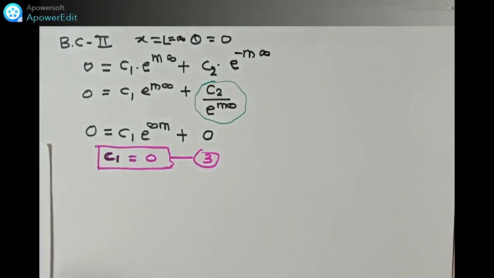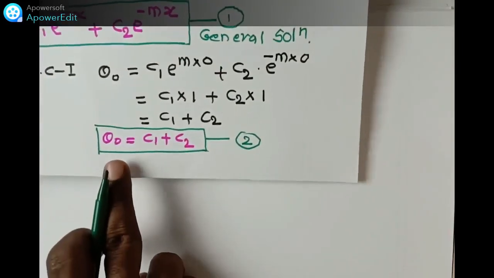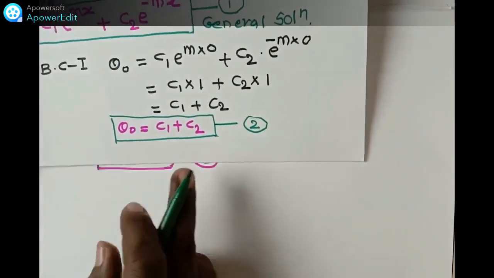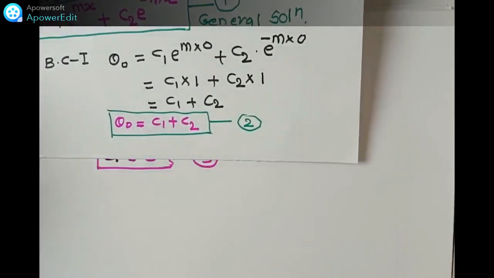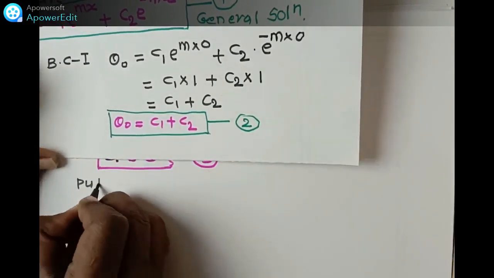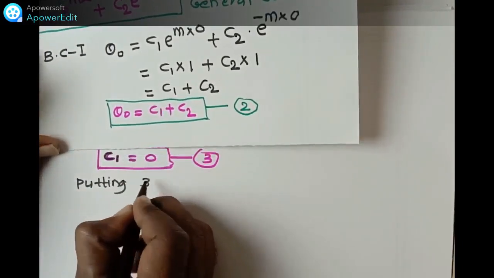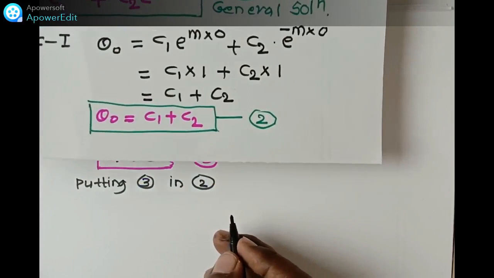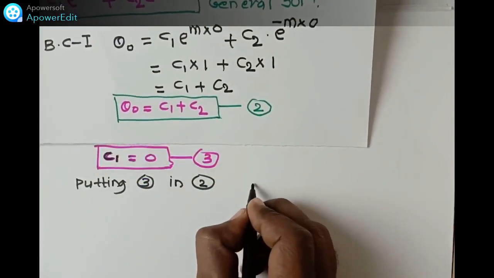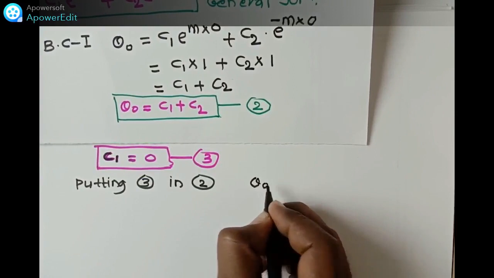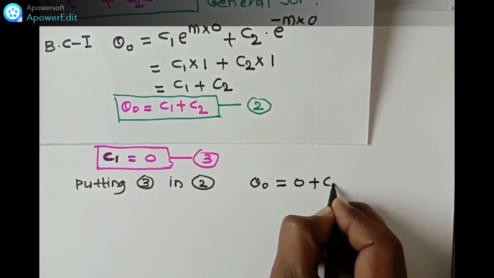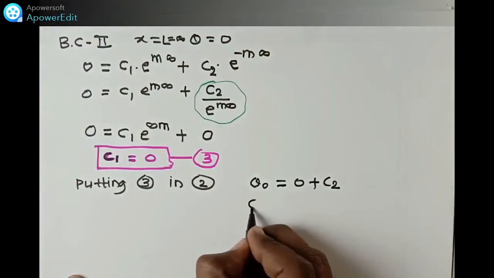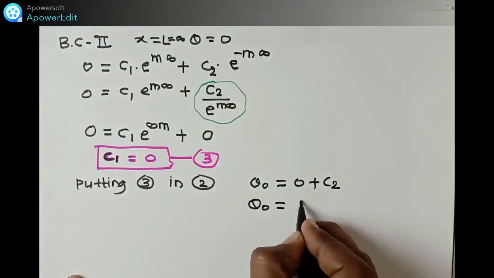Now equation 2, here theta 0 is equal to C1 plus C2. So putting this value in equation 2, putting 3 in 2, we can get theta 0 is equal to 0 plus C2. So we will have here theta 0 is equal to C2.